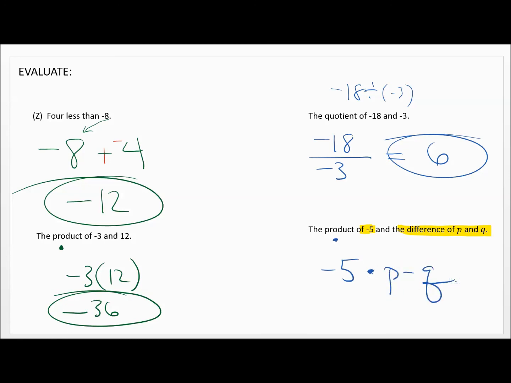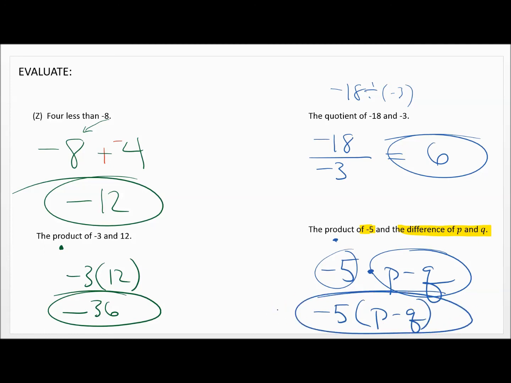Now there's something slightly wrong with what I have written down, because overall we're taking this whole thing times this whole thing, which means I need parentheses. I get negative 5 parentheses P minus Q. Those might be the trickiest things that you do on this test. You've got to be careful with that.